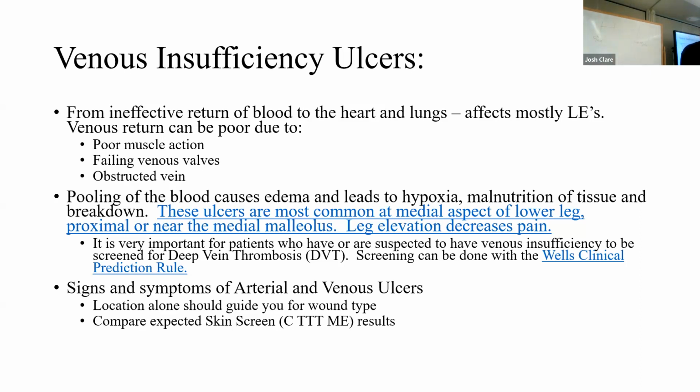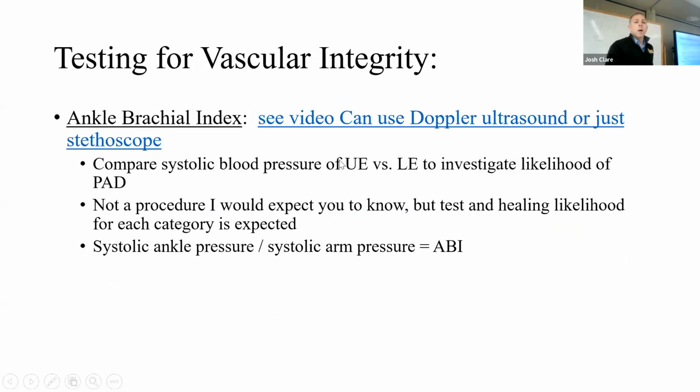So we should know the signs and symptoms of arterial and venous insufficiency. Location alone is going to help you. That should be maybe not quite 90% of the answer is going to be in the location. If we do C, triple T, and me, it's going to fill in a bunch of other information. Now we've got other testing we could do. We probably don't perform this, but we could. We need to know what it is, and we need to know how to interpret the data when it comes back to us. So we could use the ankle brachial index.